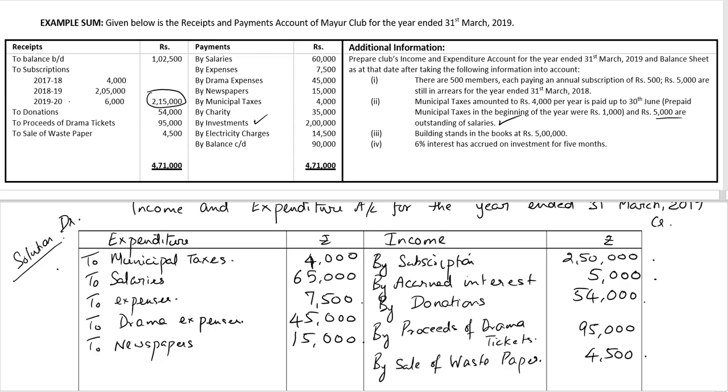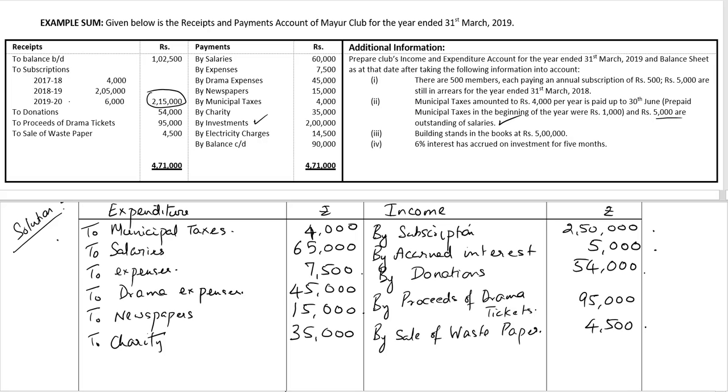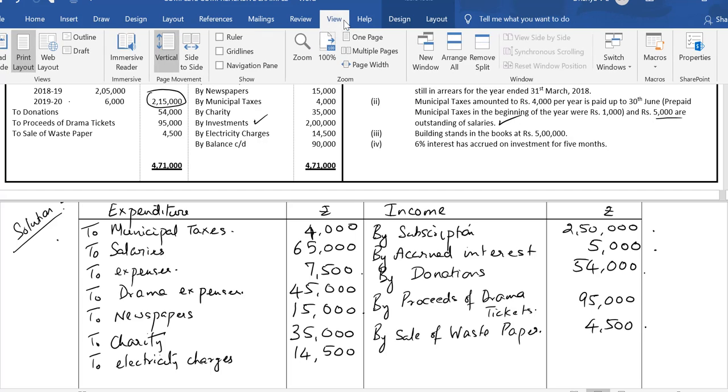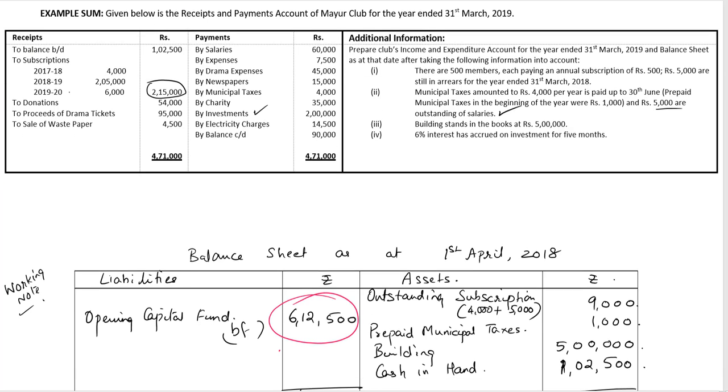The municipal taxes is done. To charity, 35,000 rupees. The investment is a capital expenditure. To electricity charges, 14,500 rupees. The items are done in the income and expenditure account. We will balance it.